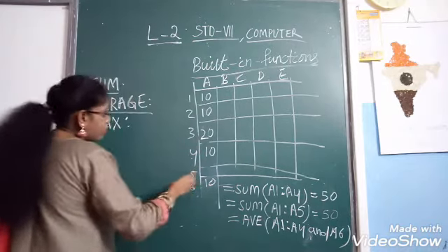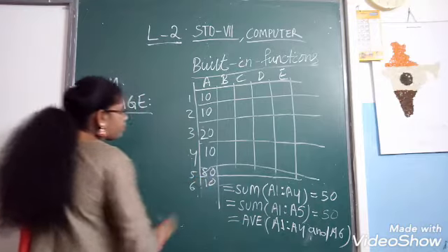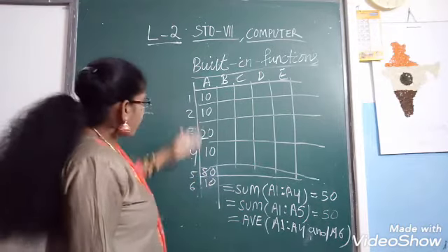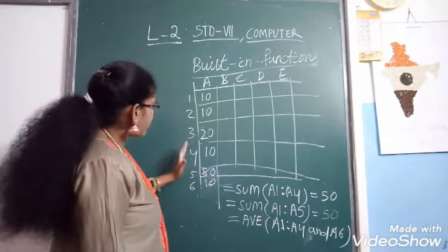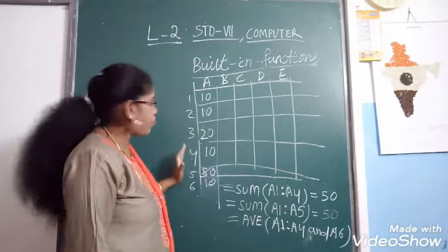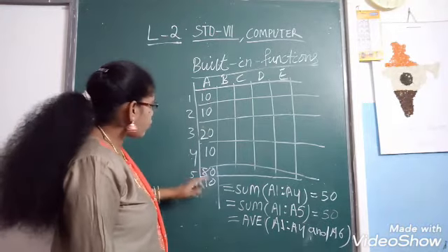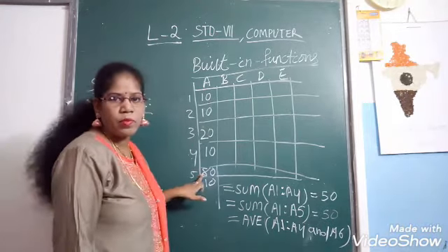Now from here, suppose there is 80. I want to find out from this column which is the maximum number. From this you can know 80 is the maximum number. Suppose there will be a lot of numbers displayed in the cells and you want to find out which is the maximum number.